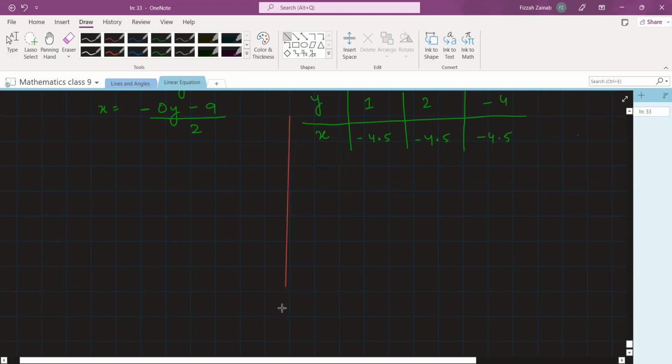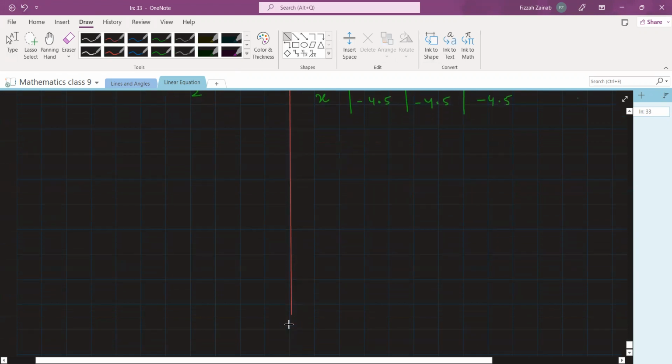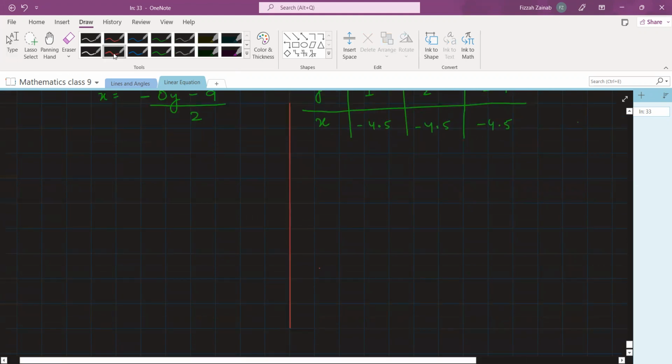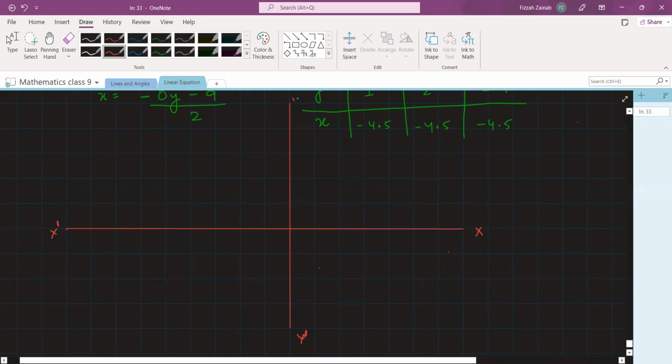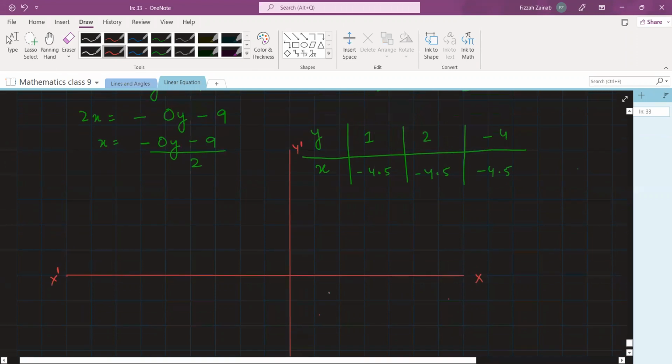Anyway, very roughly I'm drawing it. Please use a graph paper for this chapter, otherwise there's no use. In the exam, you have to use graph paper. Right, so this is your x-axis, this is your negative x-axis, this is your negative y-axis, and that's your positive y-axis. So just look at your values.